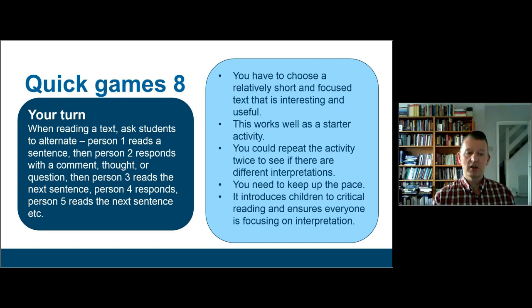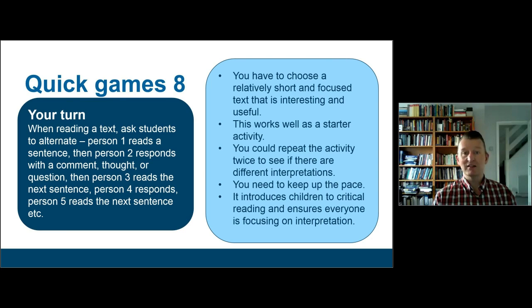Then the next person reads the next sentence, the next person along shares their response, then person 5 reads the next sentence, and this carries on until you've finished the reading. So you have to choose a relatively short and focused text, because if it goes on too long it gets boring. And obviously the text has to be sufficiently interesting for there to be a response to each sentence that's read.